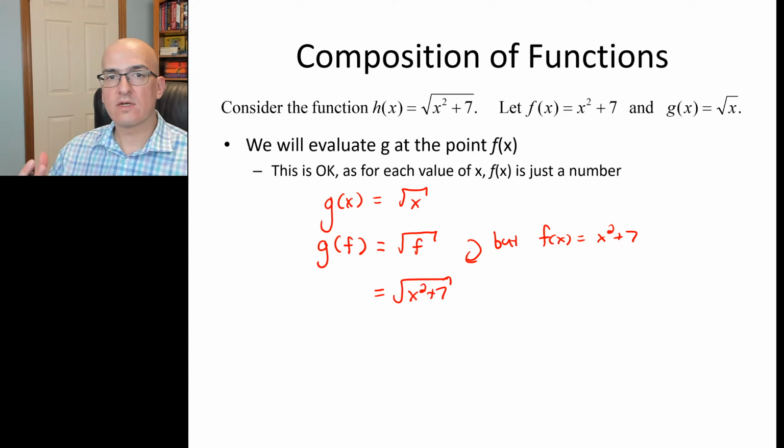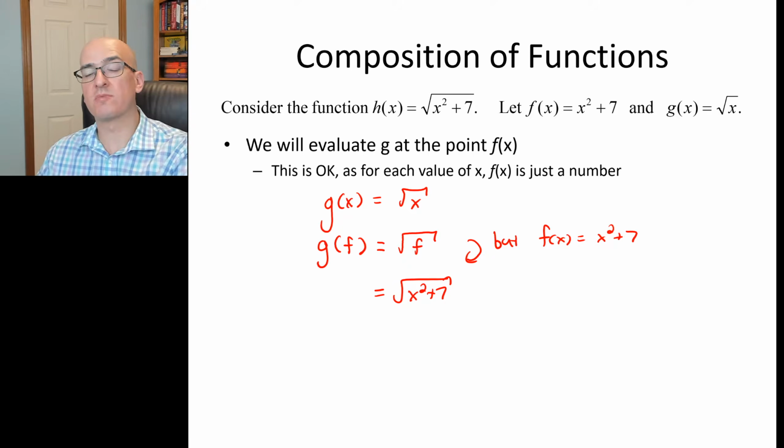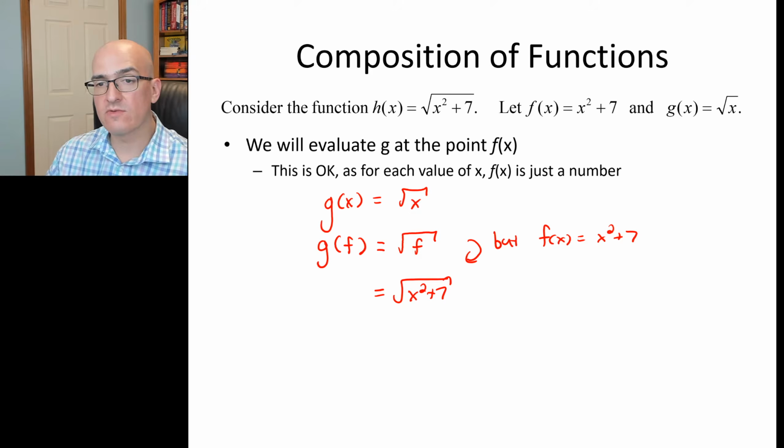So what we did is we constructed h of x using these two ingredients, f of x and g of x. And we did it without multiplying f and g, or dividing f and g, or adding or subtracting f and g. We could have also done this in reverse order. We could have taken the function f of x and into it plugged g of x, and that would have created a different new function.